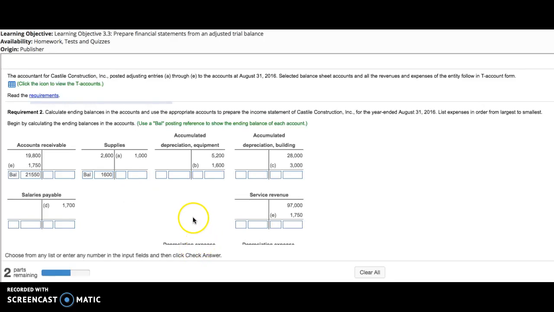Okay, and then accumulated depreciation for equipment. We're going to have a credit balance. This is a contra account, and that's going to be 6,800. Accumulated depreciation for the building. Here we're also going to have a credit balance of 31,000.